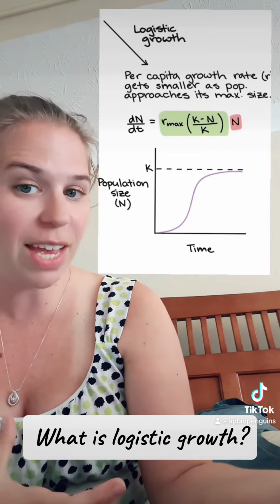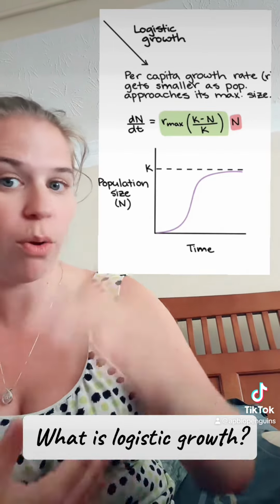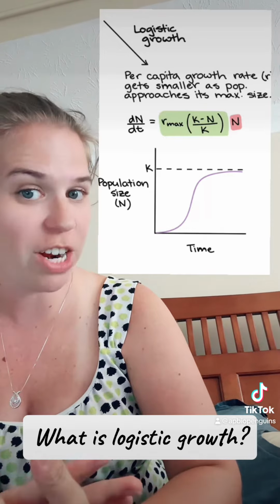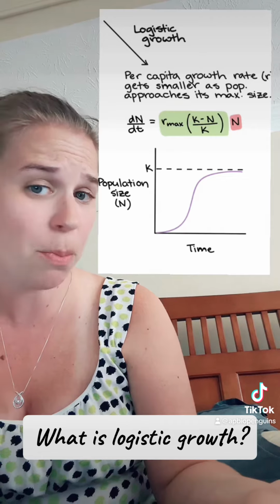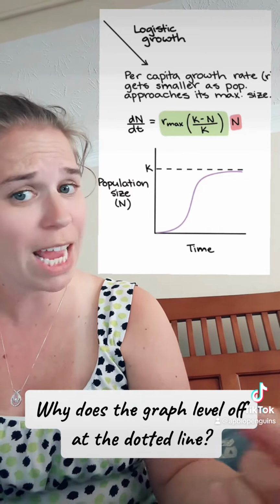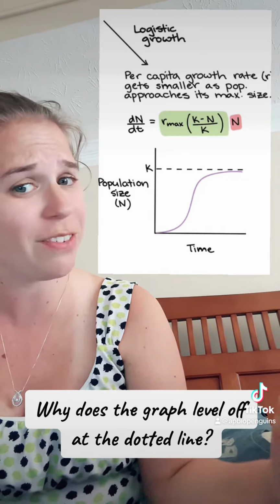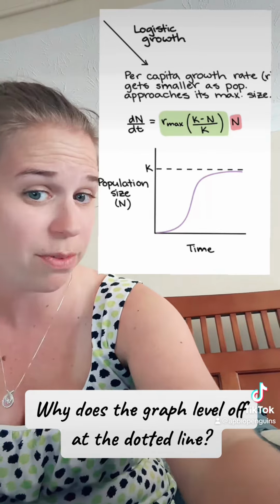Instead of having exponential growth where the population can grow indefinitely, now we've reached carrying capacity. K is your carrying capacity, as we said before, the number of individuals that can be supported by the environment. When it reaches that carrying capacity, it's going to level off, which gives us more of an S-shaped curve.